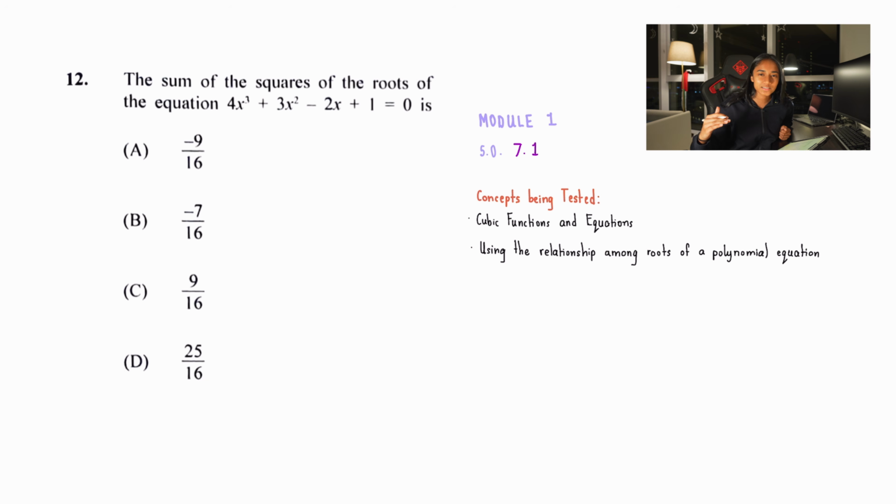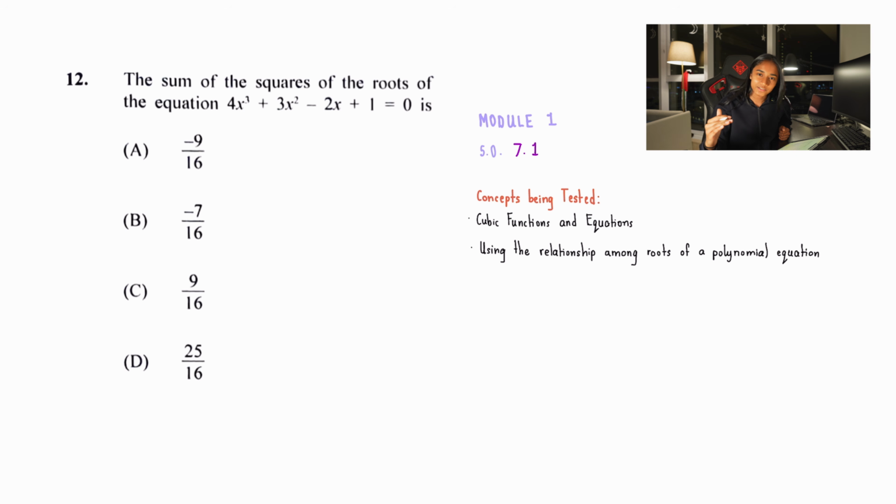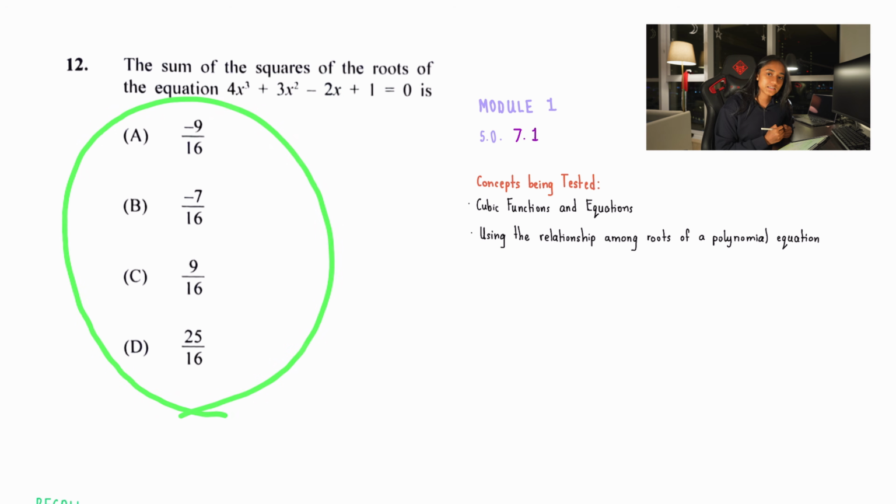Okay, so I want you all to rewind a little bit. Back to question 8 when we eat. So if you're still hungry, we're going to eat some more. So question 12 states that the sum of the squares of the roots of the equation 4x cubed plus 3x squared minus 2x plus 1 is equal to 0 is which one of these?